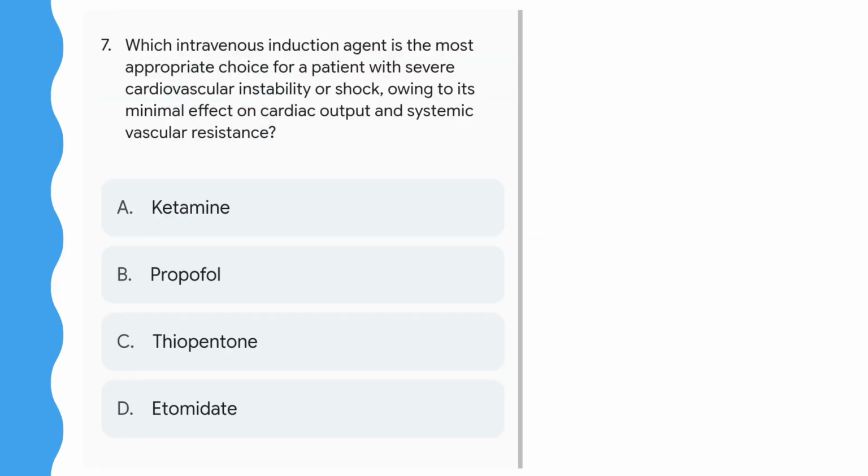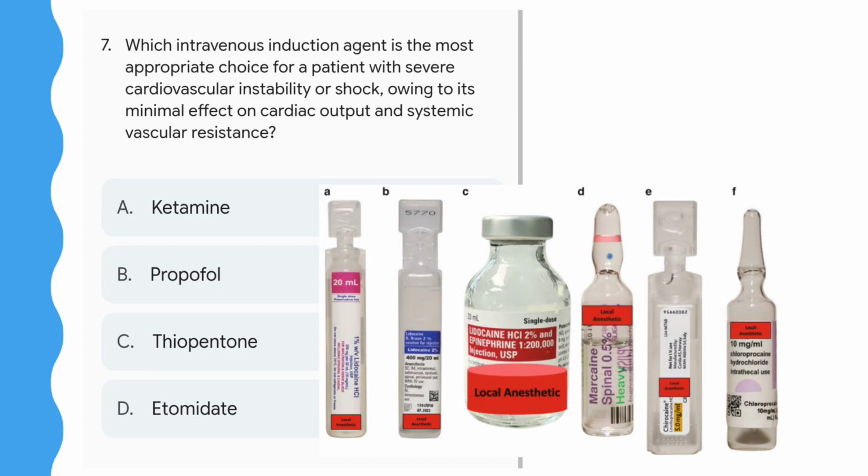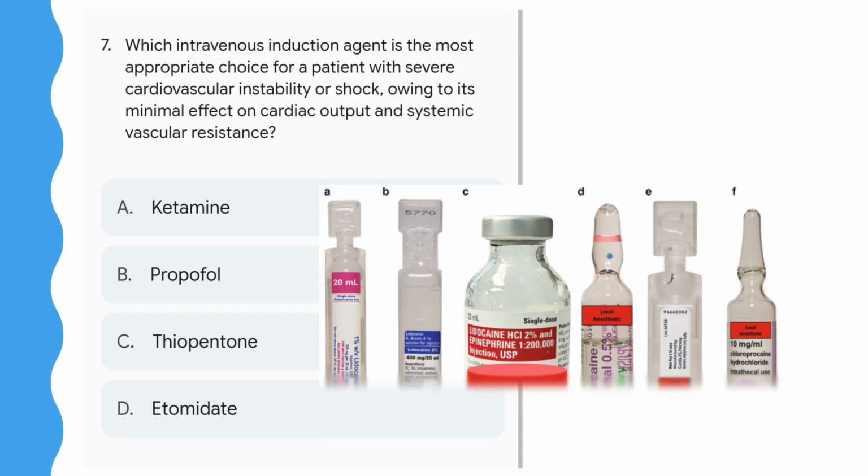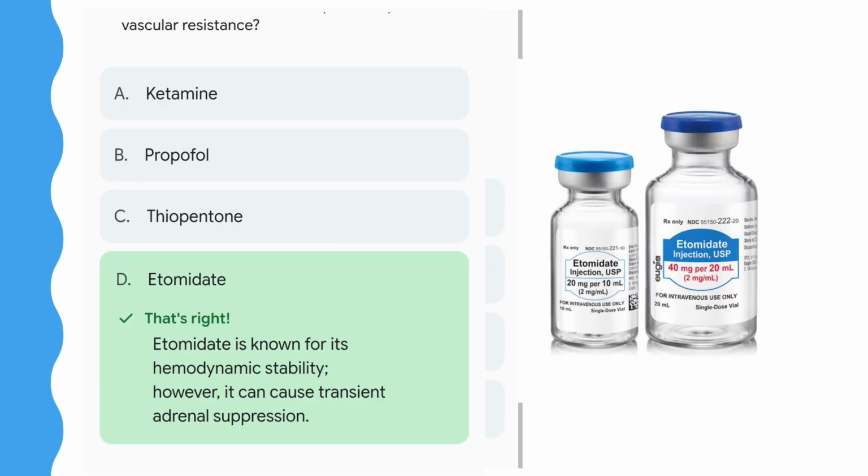So next, question number 7. Which intravenous induction agent is the most appropriate choice for a patient with severe cardiovascular instability or shock owing to its minimal effect on cardiac output and systemic vascular resistance? Options are: option A, ketamine; option B, propofol; option C, thiopentone; option D, etomidate. The correct answer is etomidate. Etomidate is known for its hemodynamic stability. However, it can cause transient adrenal suppression.